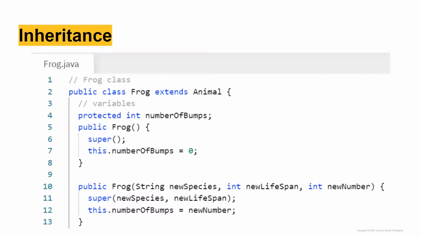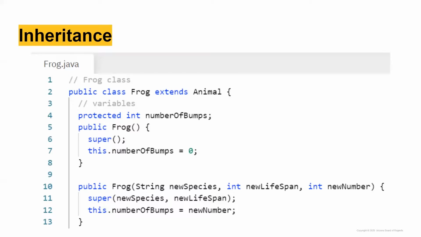So the really useful thing about this is that we don't have to instantiate anything from the parent class if we use this super thing. All we have to do is initialize the variables that are exclusive to the frog class that aren't in the animal class. And in this case, that's just the number of bumps. So we're going to say this dot number of bumps equals 0. And again, this is not necessary. I just like to be consistent.